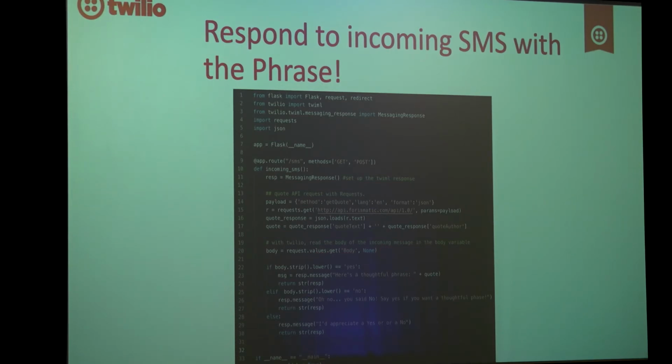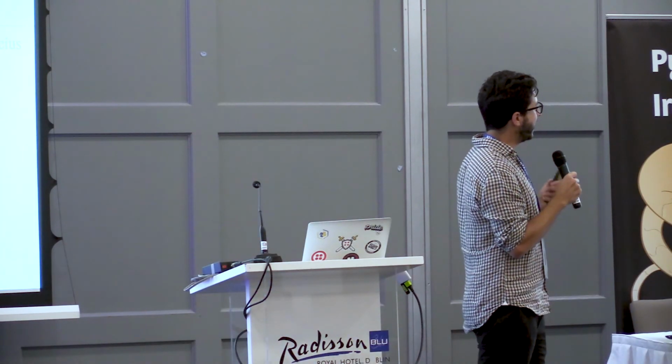So now we need to make an if clause depending on what the user sends to our app. So if the body of the incoming message is yes, we will respond with "here's a thoughtful phrase" plus the quote. If the message coming to my Twilio number, if the body is no, we'll just say, "oh, you said no." And if it's anything else, we'll just say, "I'd appreciate a yes or a no."